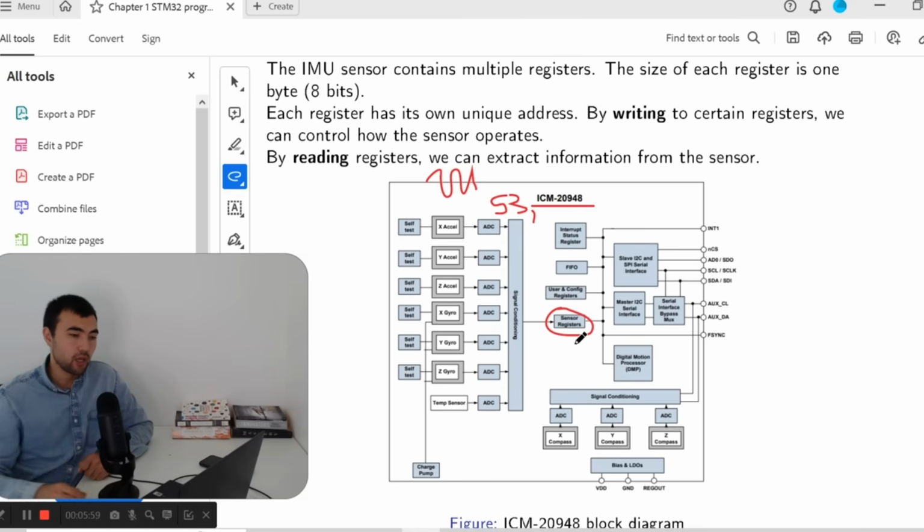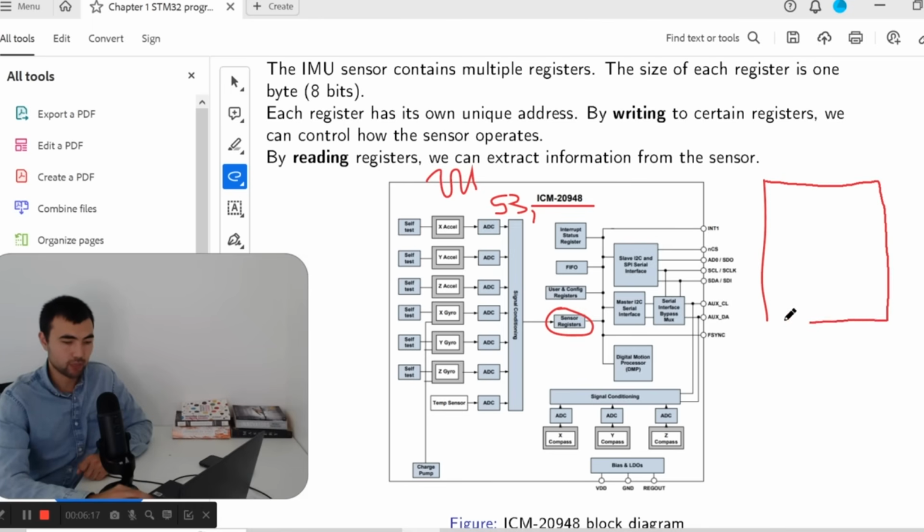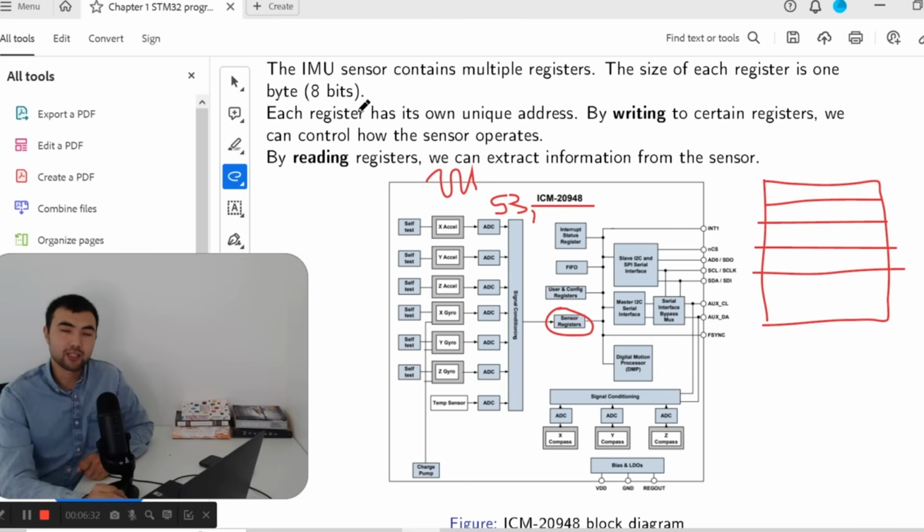The IMU sensor or any other sensor usually contains multiple registers, and the size of each register is 1 byte, or in other words, 8 bits. Okay. So you can think of the sensor memory as a table, okay? So we have many registers. Every row, let's say, is 1 register. And every register has its own unique address. So this register might be register 0, this might be 1, this might be 2, and so on.